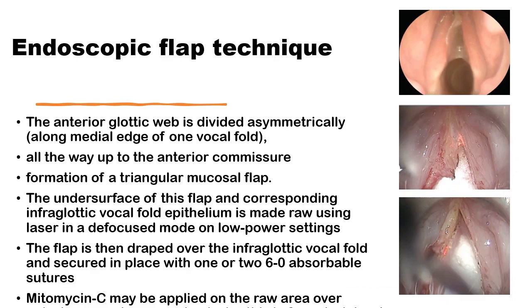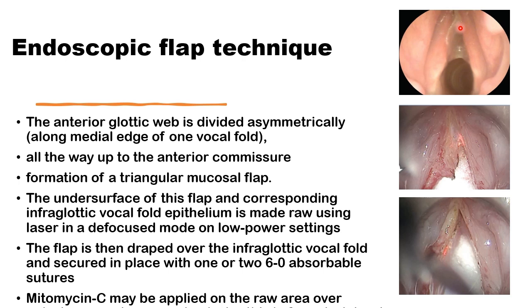A good technique to decrease the chances of recurrences is the endoscopic flap technique. Basically, rather than just splitting the web in the midline and having two opposing raw surfaces on the anterior part of the two vocal folds, the cutting can be made at the medial edge of one of the vocal folds rather than in the middle. And this would give a triangular flap. The whole of the web would be a triangular flap based on the anterior part of the vocal fold on one side. You will have a raw surface on the other.